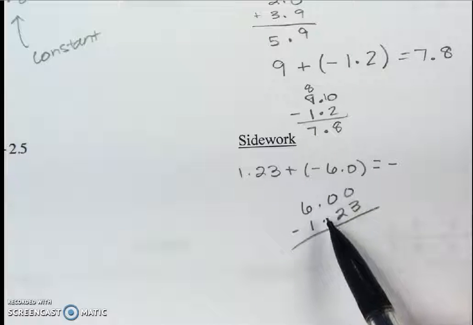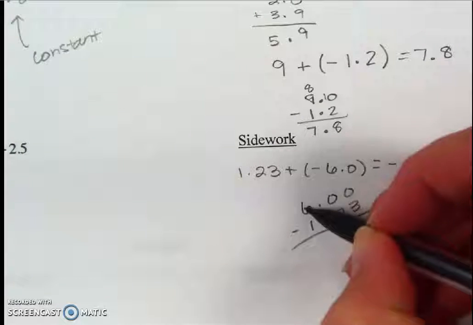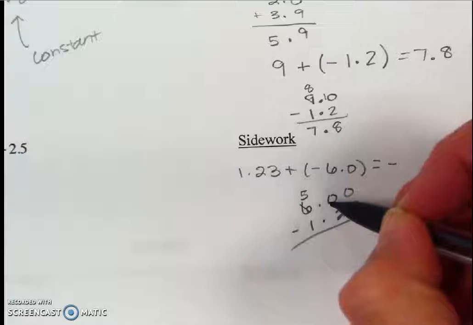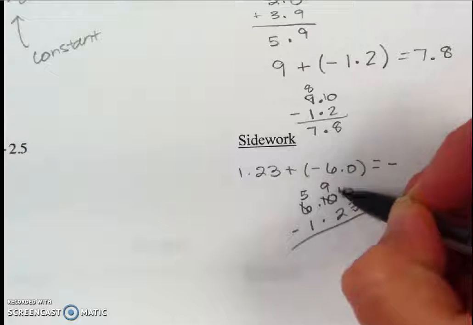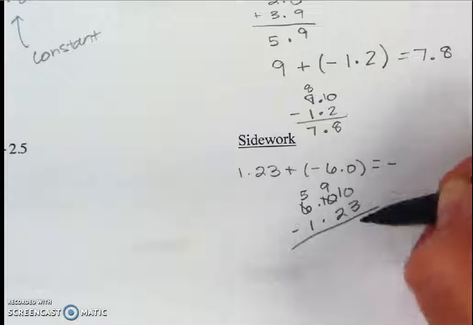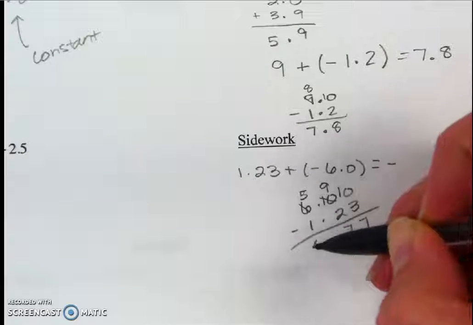So we know some of them will cancel out. So I'm going to go ahead and subtract that. I can't borrow, so I go over here, make this a 5, which will make this a 10. Now I can borrow from the 10s, make that a 9, make that a 10. 10 minus 3 is 7, 9 minus 2 is 7, bring down the decimal, and 5 minus 1 is 4.